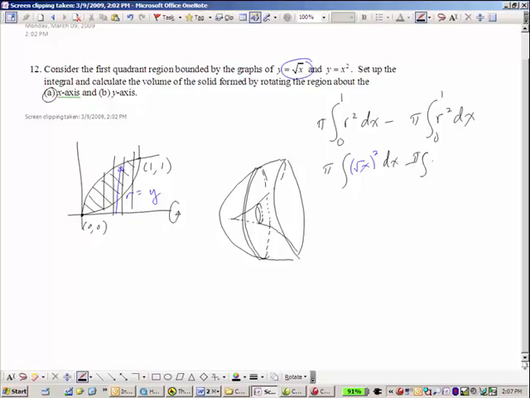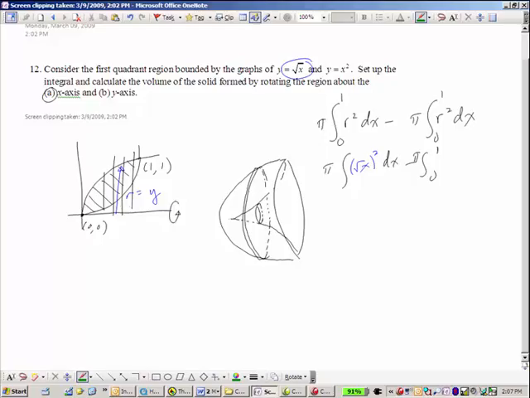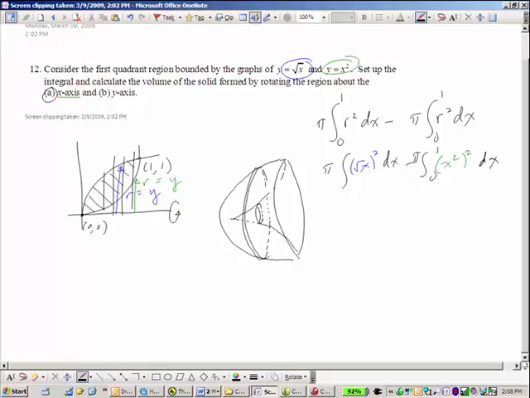Minus pi from 0 to 1 of this other r squared, which we'll do in green. That's this r. But that's also what kind of value? Y. But it's a different y. It's x squared squared dx. Wait, can you stop for a second?